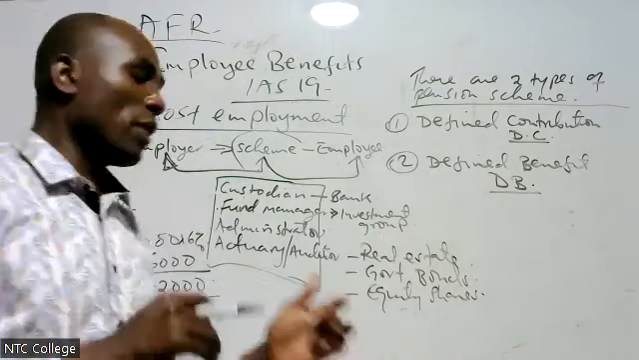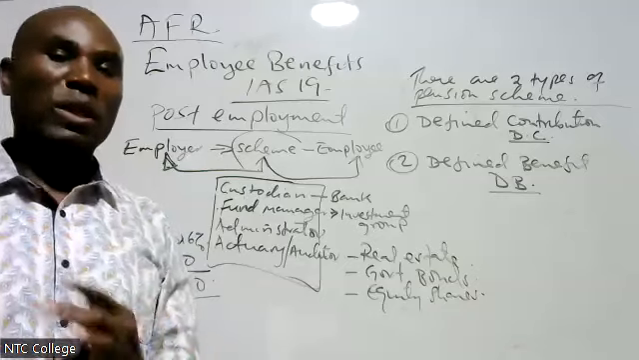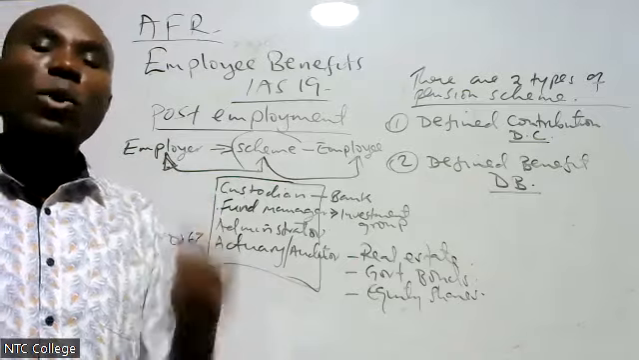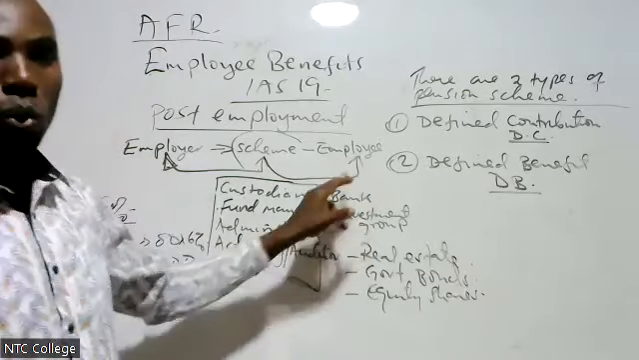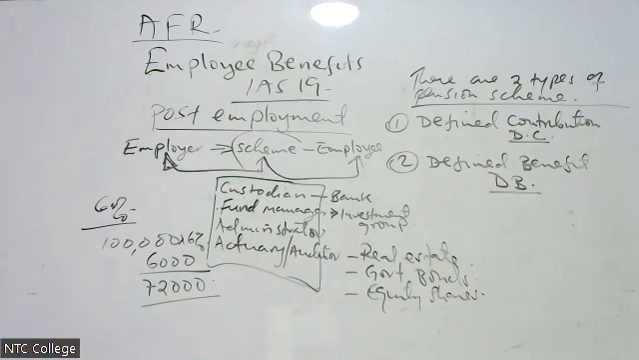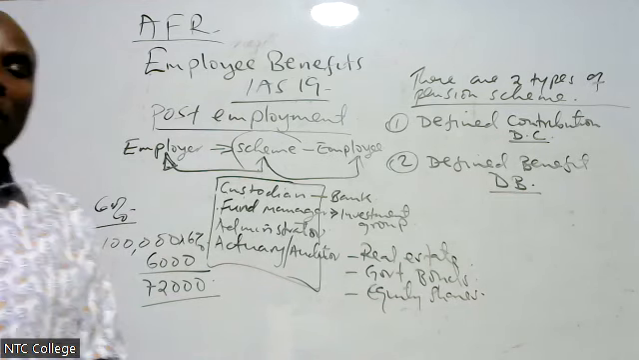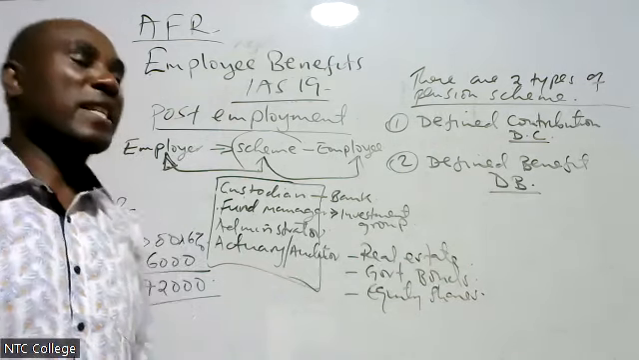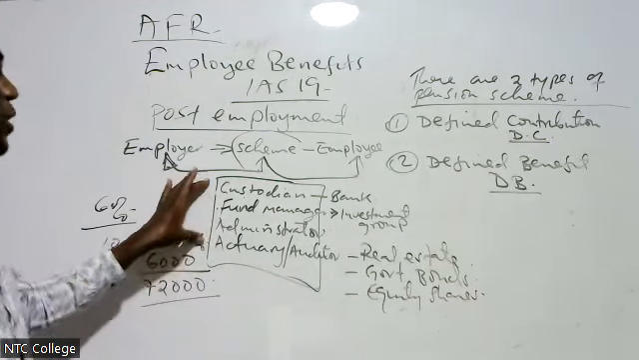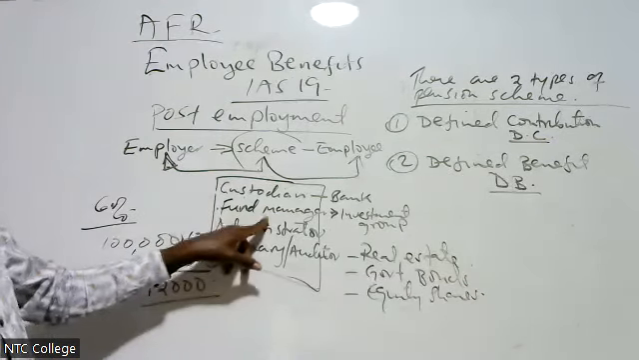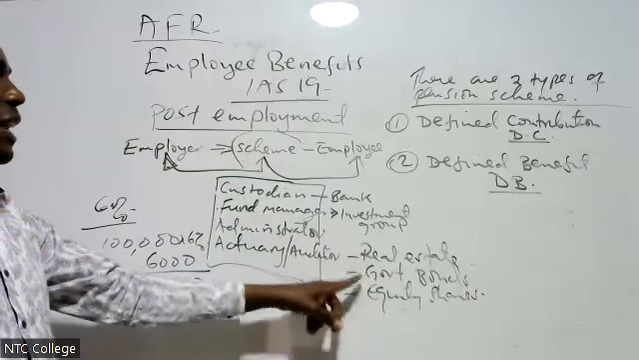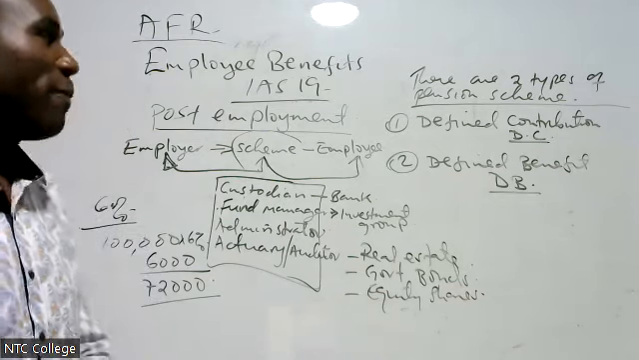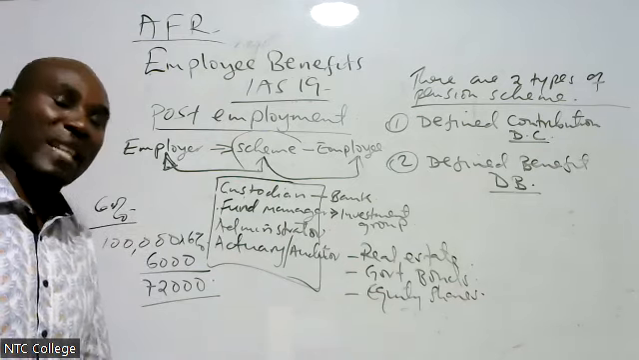If it is a DC scheme, then whatever the employer is contributing to the scheme is fixed. The one year is fixed. But what the employee will get when you retire is not known, is not fixed. The benefits will depend on the performance of this scheme, because we said in the scheme we have a manager investing this money in real estate, in government bonds, in equity. Therefore, whatever you will get when you retire as an employee, it will depend on the performance of the scheme.